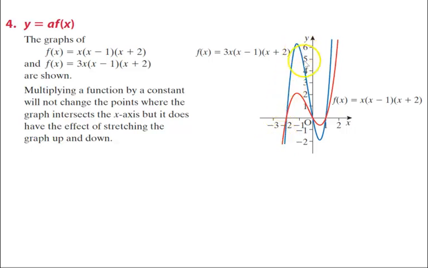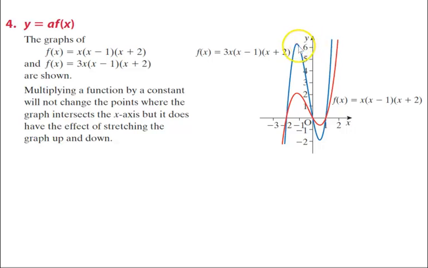So the blue curve is f of x equals 3x times x minus 1 times x plus 2. The only difference between them is we have a 3 stuck onto the x, whereas down here we just had an x. So multiplying a function by a constant will not change the points where the graph intersects the x-axis, but it does have the effect of stretching the graph up and down. We can see that the maximum point has been moved upwards. The maximum point lined up with 2 on the y-axis, and now it's up as far as 6 on the y-axis.